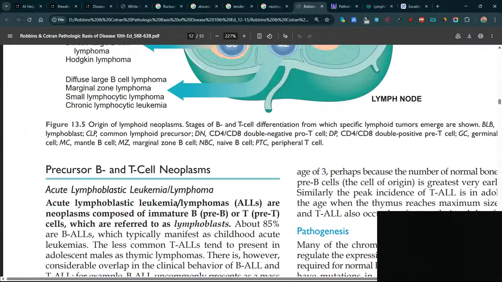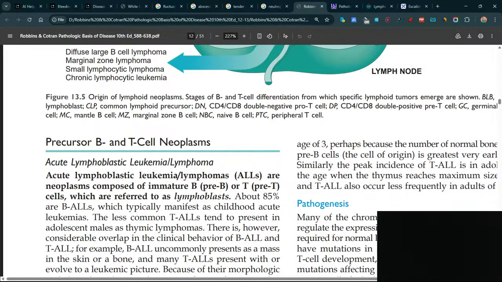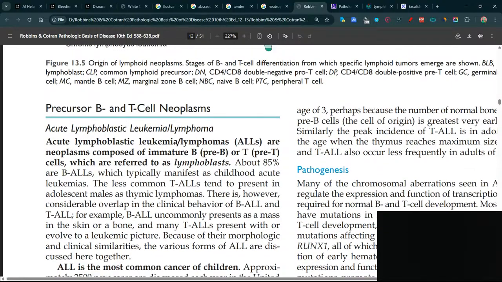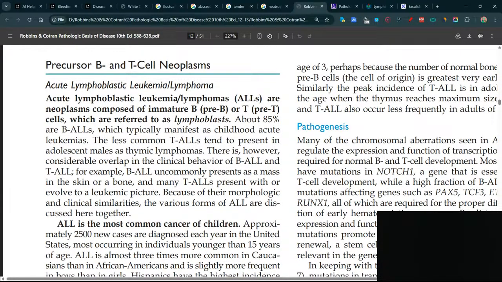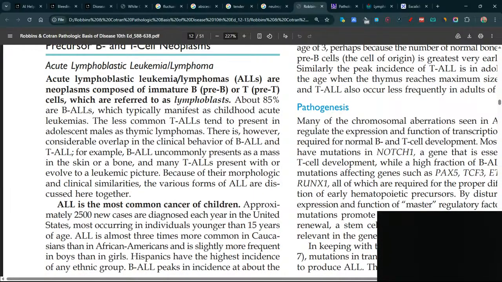Acute lymphoblastic leukemia. Acute lymphoblastic leukemia lymphomas are neoplasms composed of immature T cells which are referred to as lymphoblasts. About 85% are B cell, which typically manifest as childhood acute leukemias. The T cell form also tends to present in adolescent males. There is, however, considerable overlap. Okay.